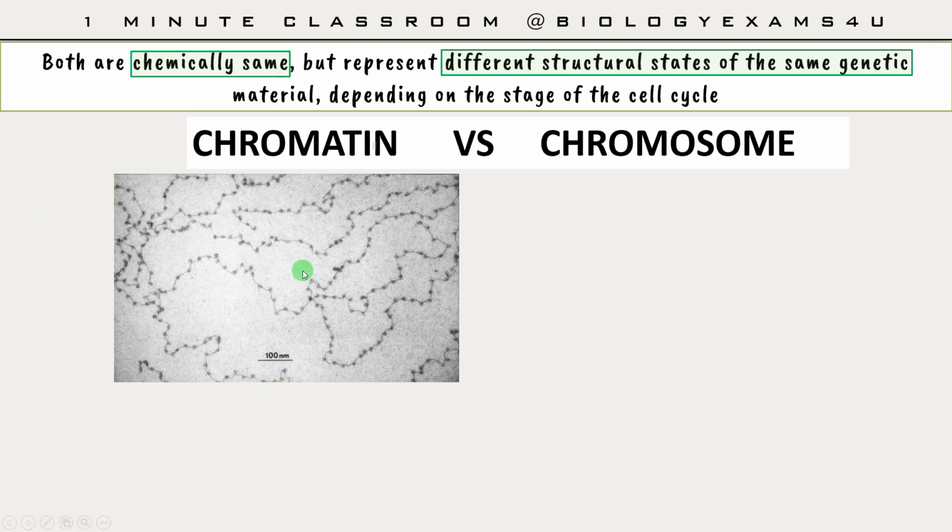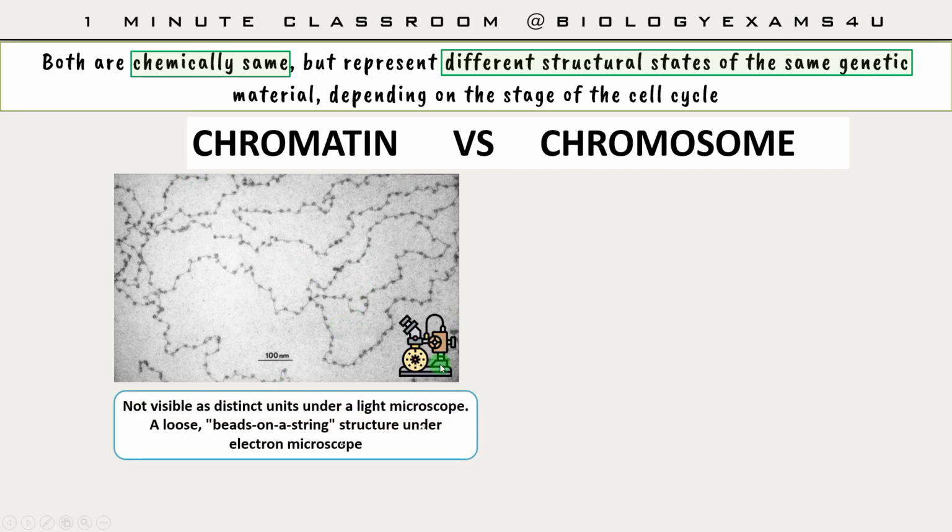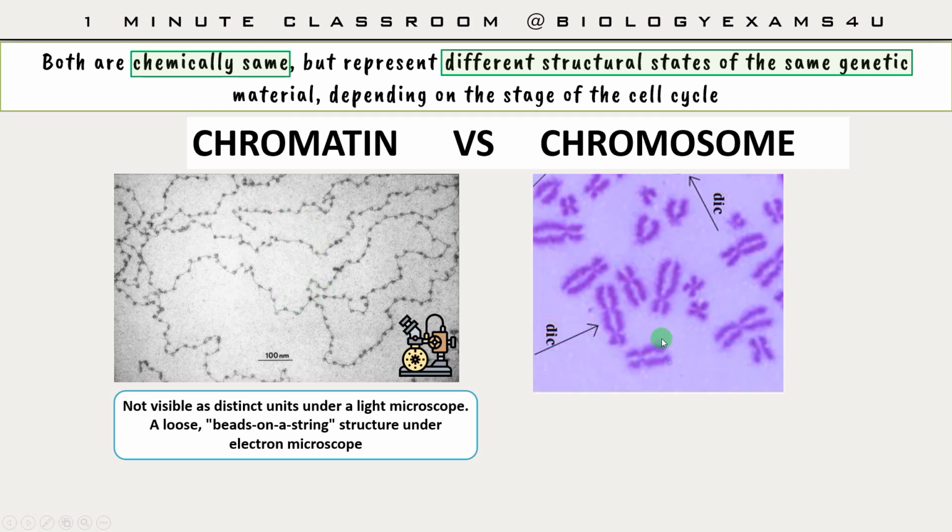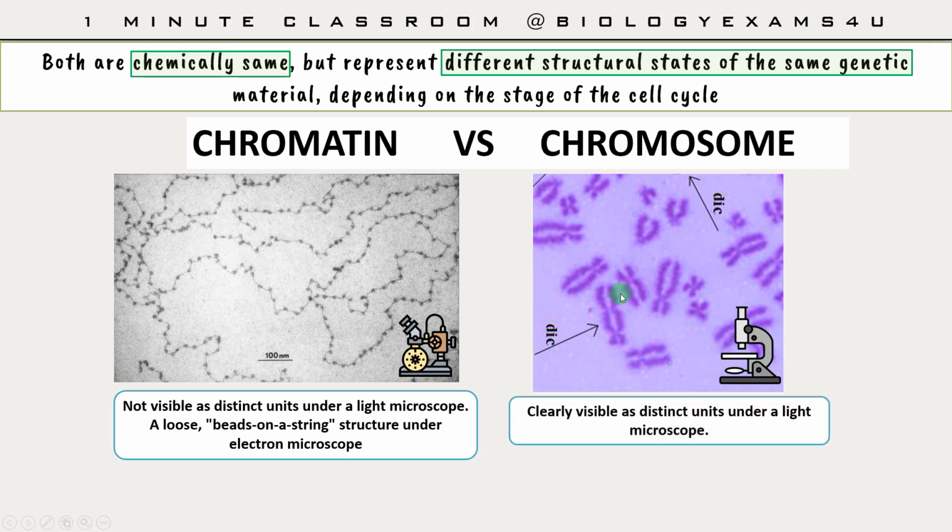So this is the chromatin under electron microscope. Chromatin cannot be seen as distinct unit under light microscope. It is seen as beads on a string structure under electron microscope like this. Whereas chromosomes, on the other hand, under ordinary light microscope, are clearly visible as distinct units.